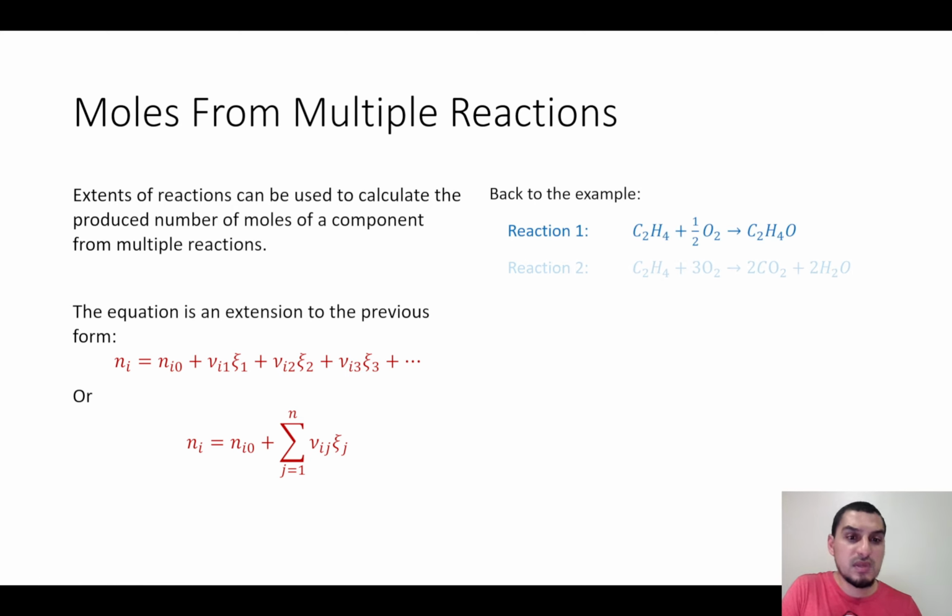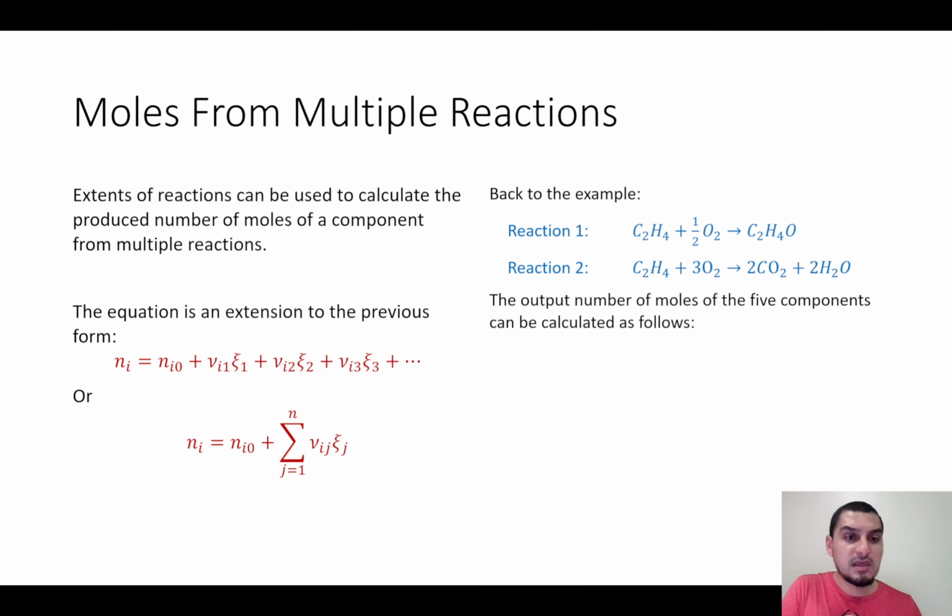So back to the example that we were looking at, ethylene converting to ethylene oxide or carbon dioxide and water. If we want to calculate the number of moles of ethylene that is produced, it's going to be the number of moles of ethylene node, which is the feed, plus the coefficient in the first reaction, which is -1, multiplied by xi1, the extent of the first reaction. It's also present here, so it's going to be minus xi2.